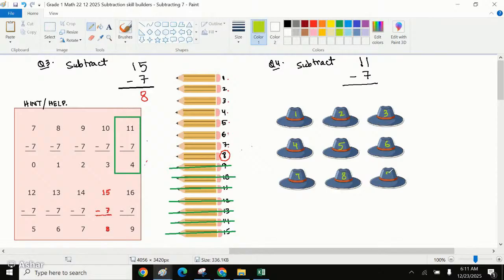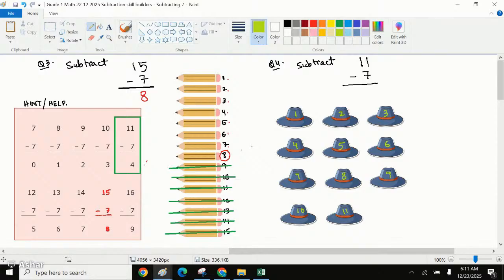8, and 9. How many more do we need? We need 2 more, right? Because it needs to be 11. So we remove 1 from here. And can we say this is 10 and 11? So now we know that the total number of caps we have is 11, right? So let's try to simplify this. Let's try to find the answer.